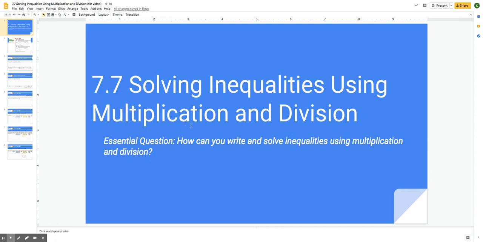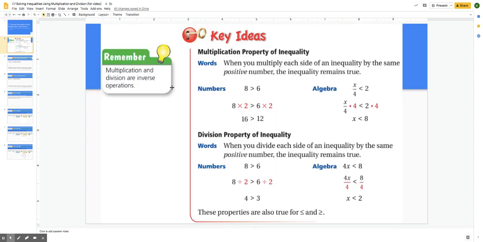Today we're going to look at solving inequalities using multiplication and division. To solve an inequality using multiplication and division, we use these two properties of inequality, the multiplication property of inequality and the division property of inequality.